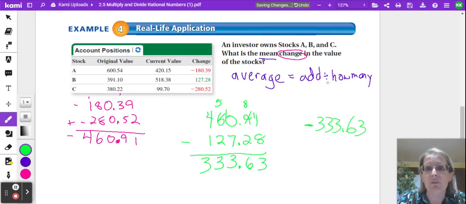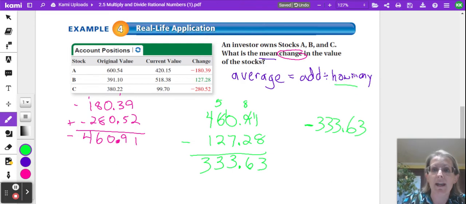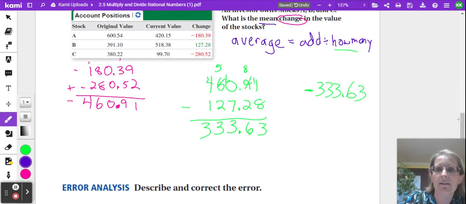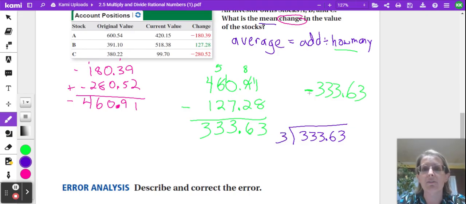And last, I need to still find the average. So I need to divide by how many there are. So there were 3 stocks. So I will take my 333.63 and I will divide it by 3. I know my answer is a negative, and a negative divided by a positive is a negative. So once again, my overall final answer will be negative.